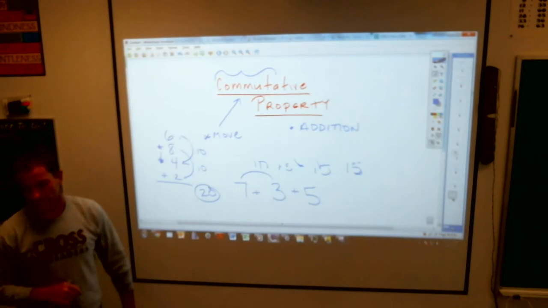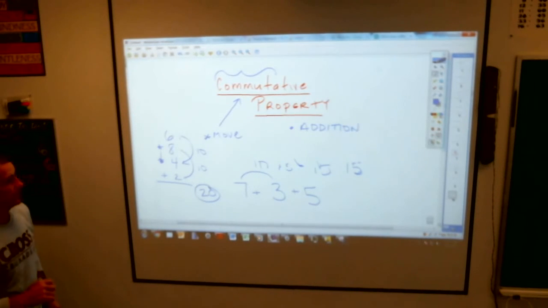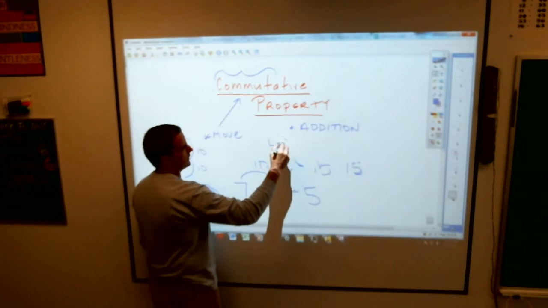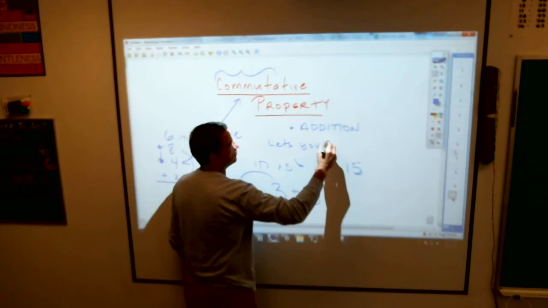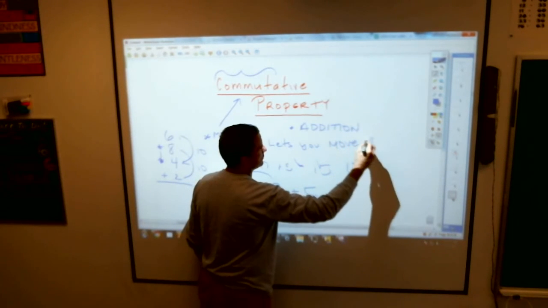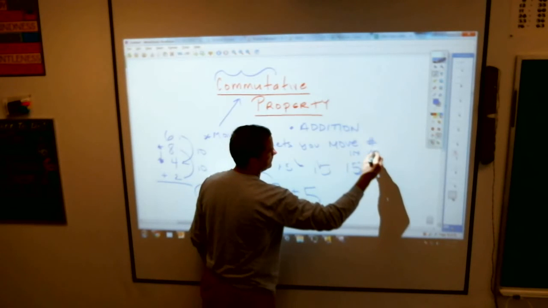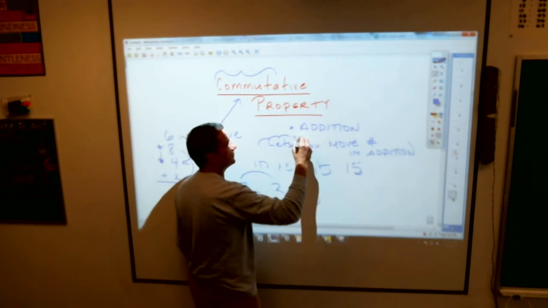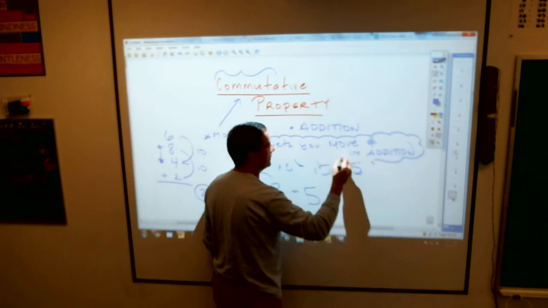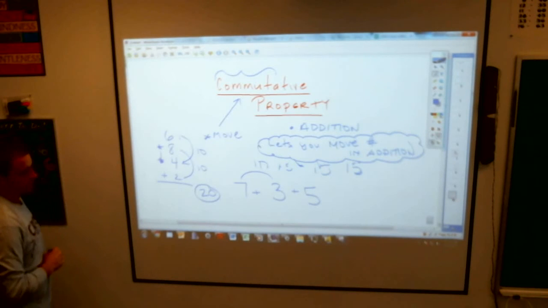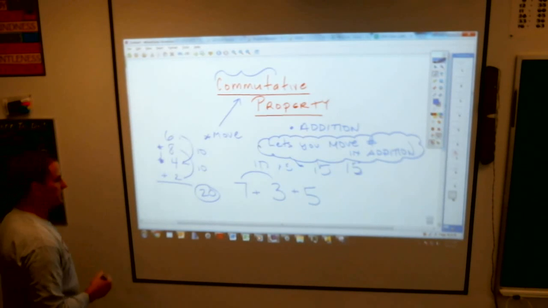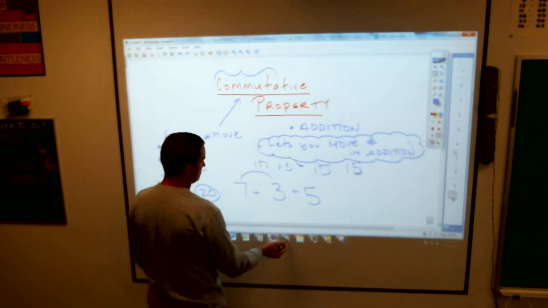So, got that? So when I ask you what the commutative property is, you are going to say it is what lets you move numbers in addition. You probably should highlight that. Lets you move numbers in addition. Got that? Perfect. Now you need to take out another blank piece of paper.